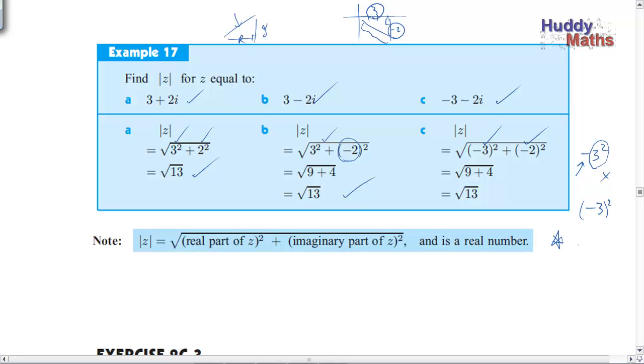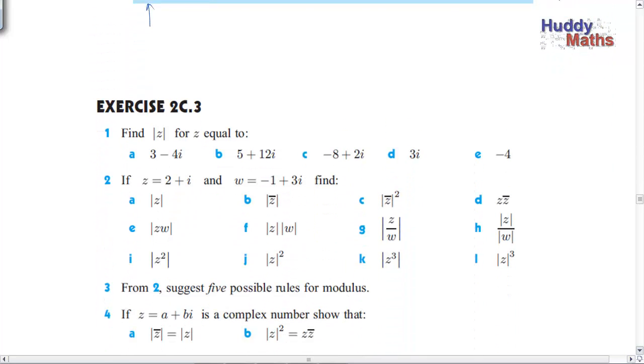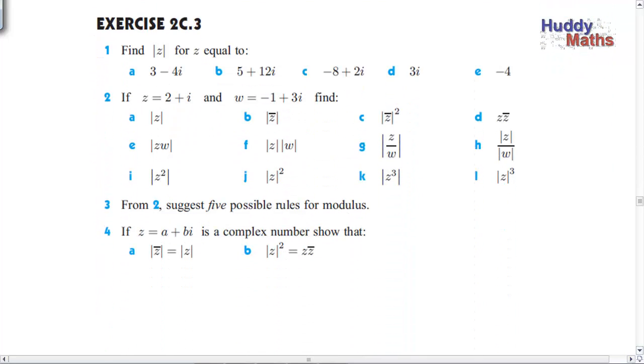The modulus or size of the vector representing complex number z is the square root of the real part of z squared plus the imaginary part of z squared. And of course that's a length, it's a real number, and that's pretty obvious. All right, come down now and let's have a look at 2c3. So that's just looking for the size or modulus of the complex number, the length of the vector representing a complex number, if you like.